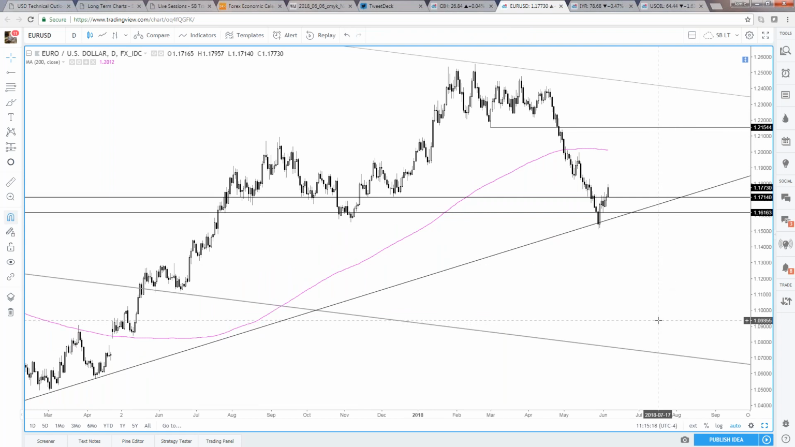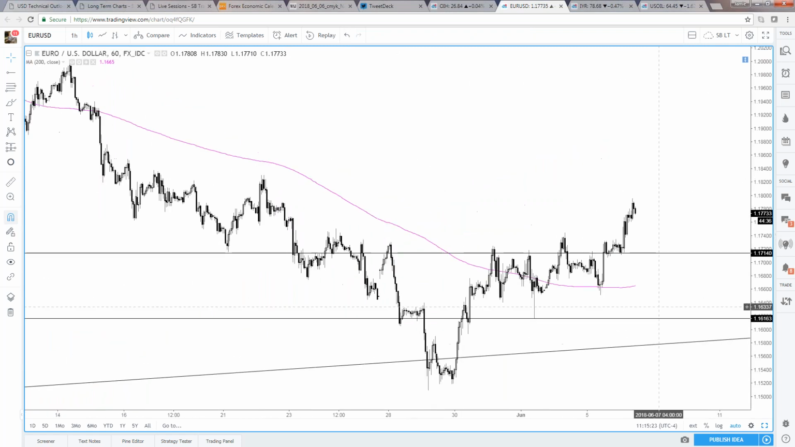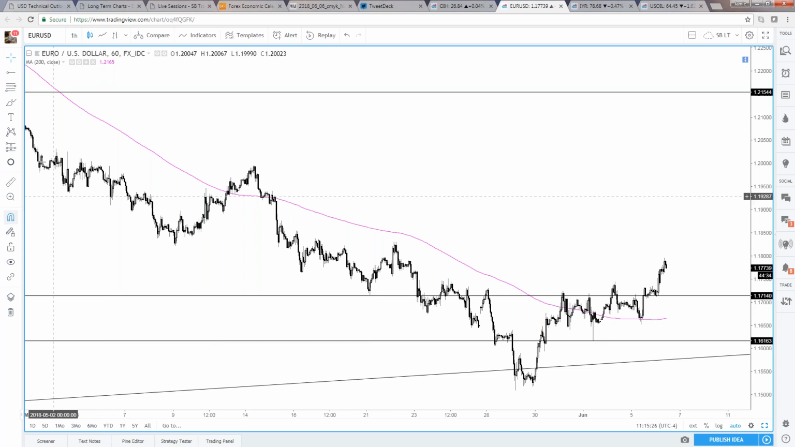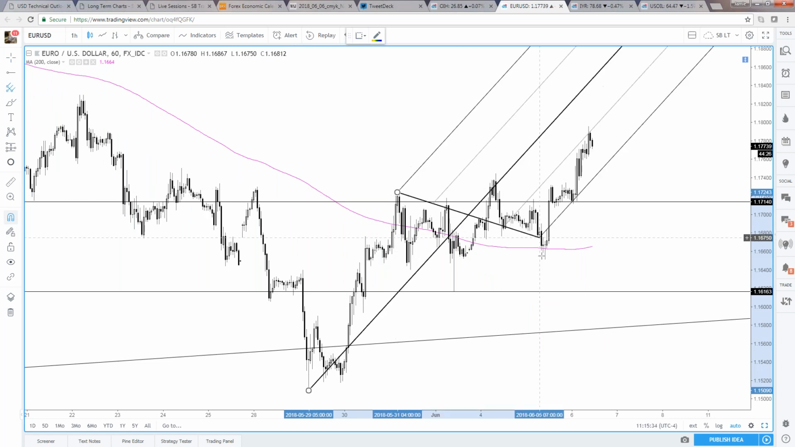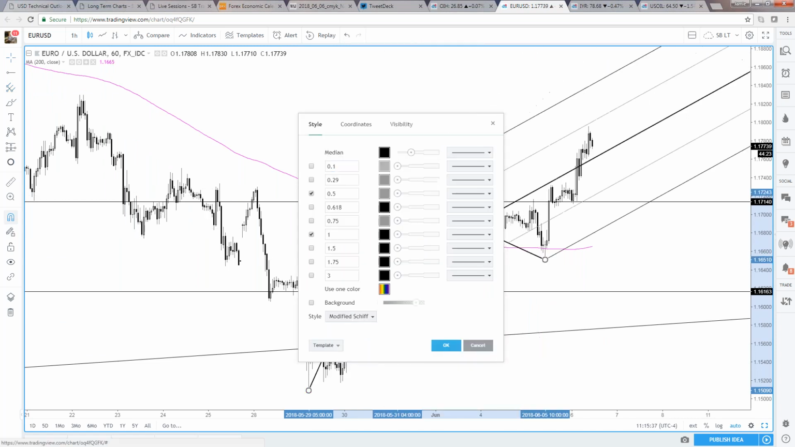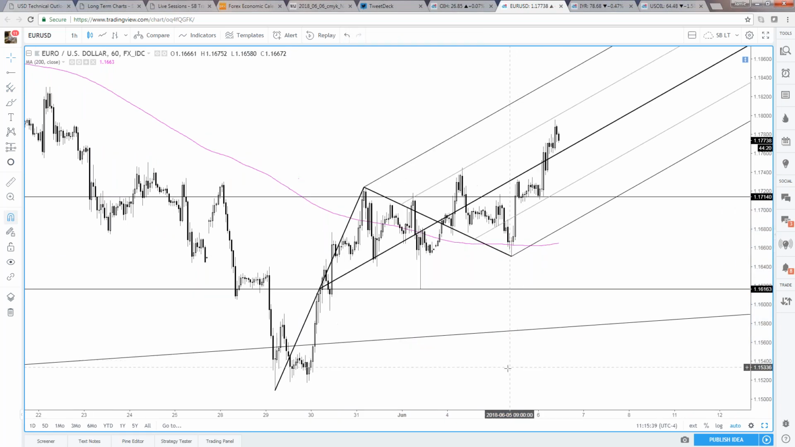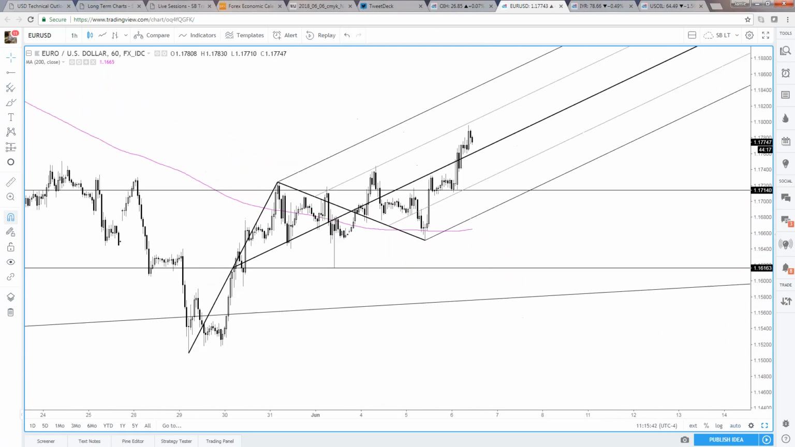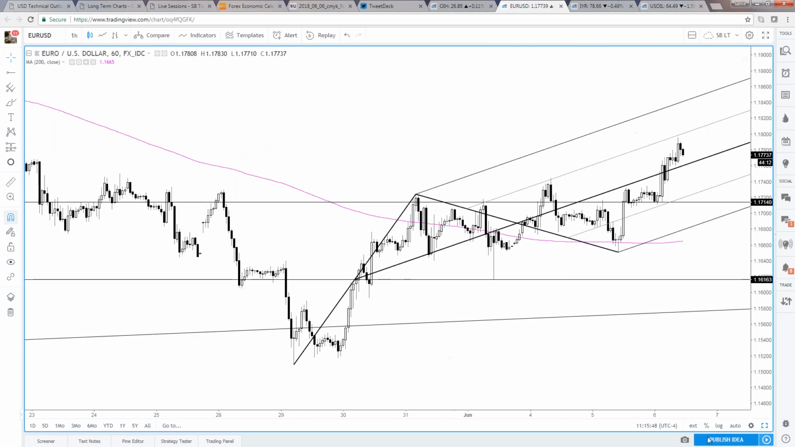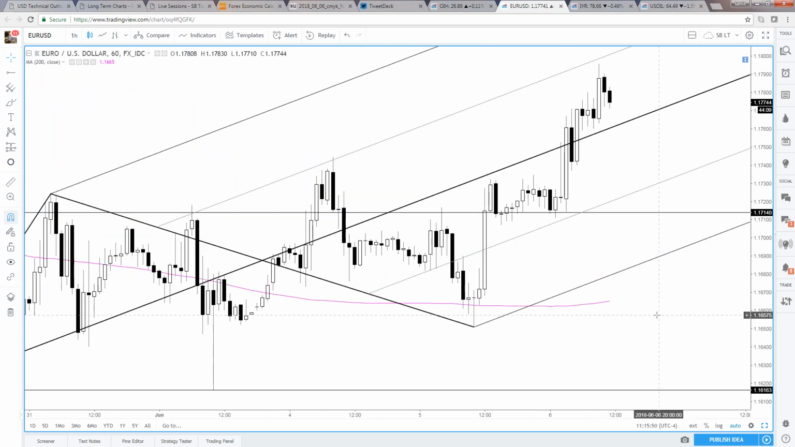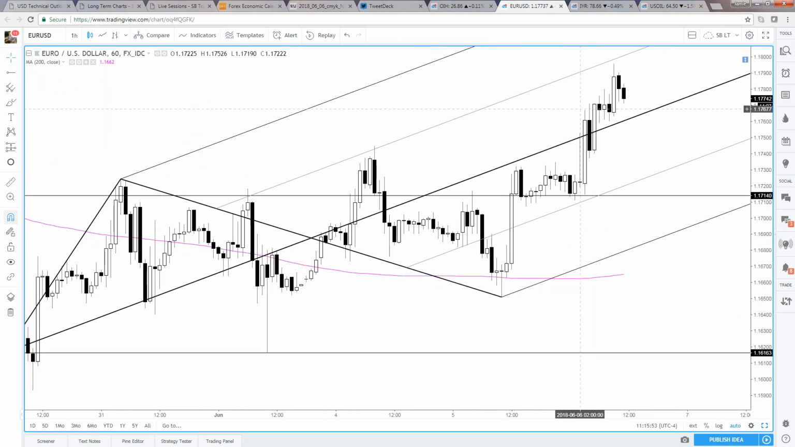If I go to a 60-minute chart here, okay? We're actually trading very well on this fork right here. Just channel, right? You can see last night when guys from the ECB were speaking, this is why I think this fork is actually important in the short term.